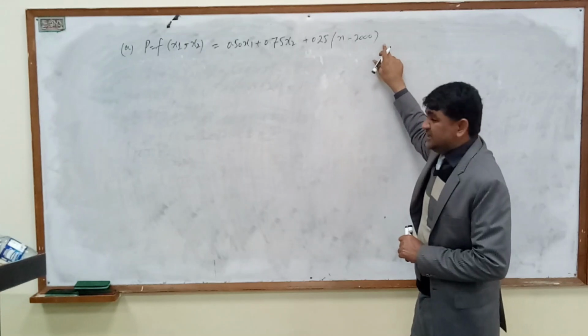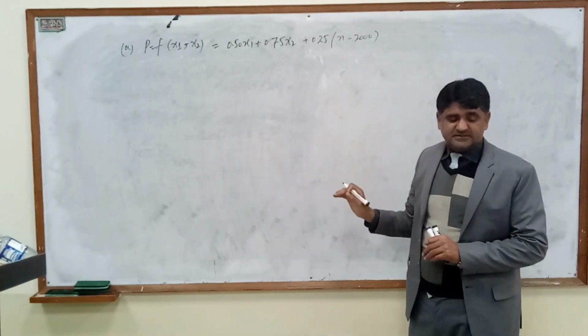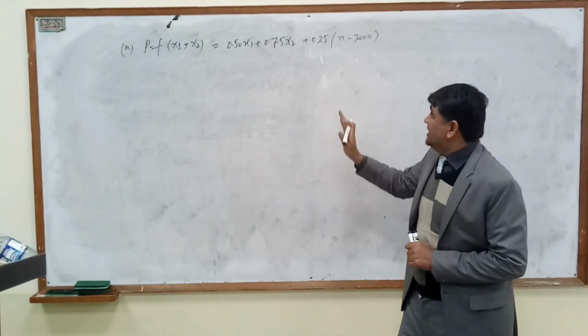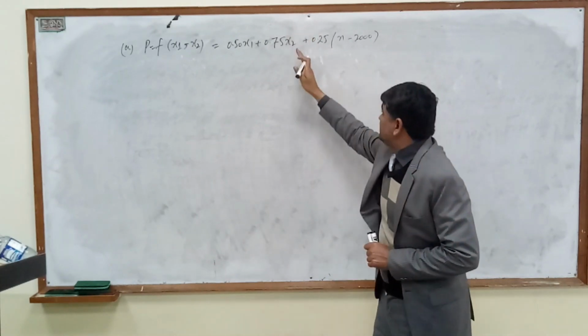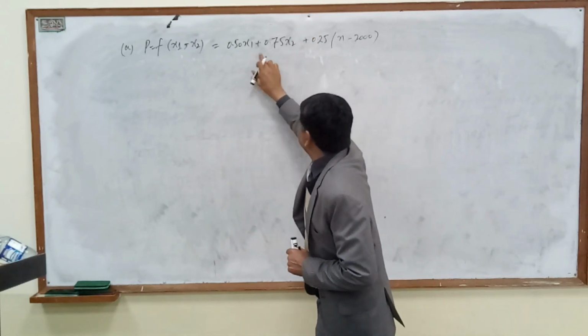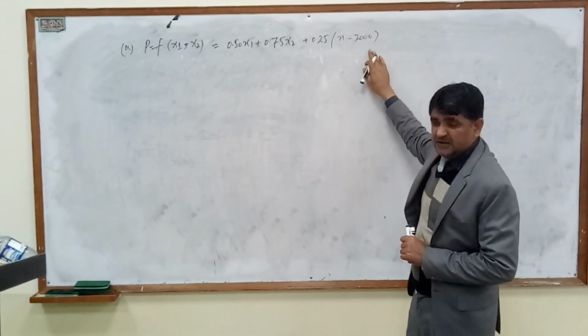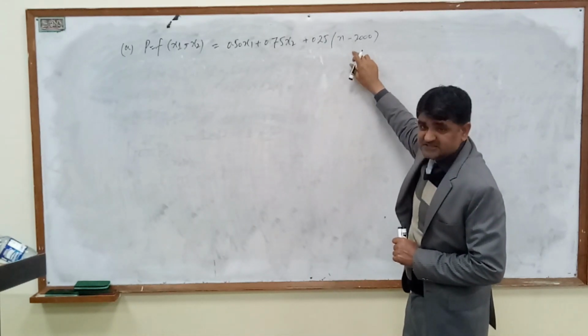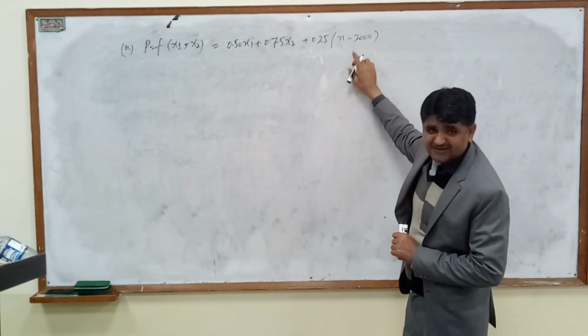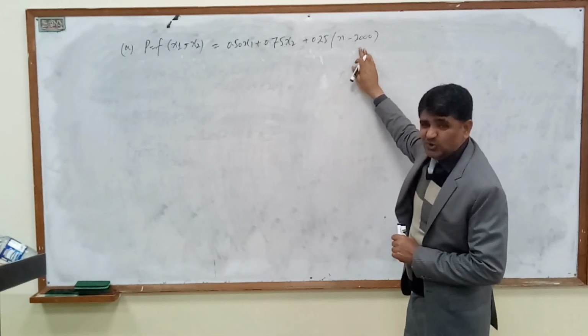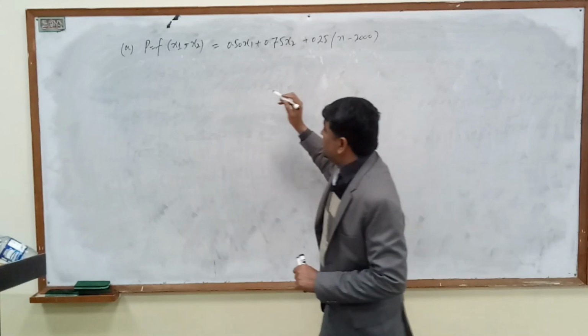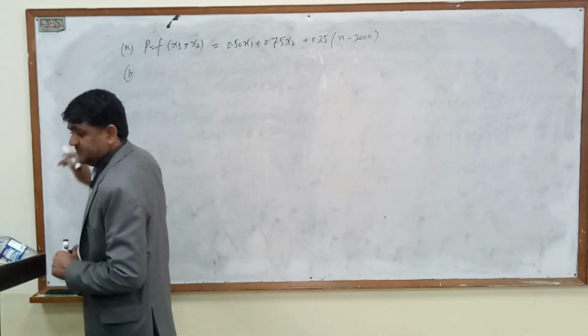When is this part going to apply? If the sale is greater than 2000. If the total sale is, say, 1500, then we consider only these two components and will not consider the incentive. It applies only if the sale is greater than 2000. Clear? Part B. Next question. Easy.